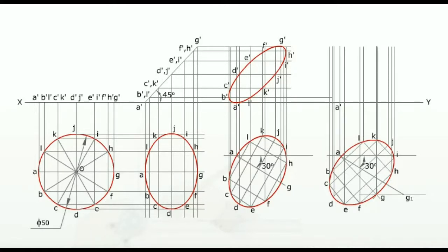Step 11. Obtain points A', B', C', D' and so on to L' for the front view by joining the points of intersection of the vertical projectors drawn from points A', B', C', D' and so on to L' of the second stage. Step 12. Join the points A', B', C', D' and so on to L' by a smooth curve.